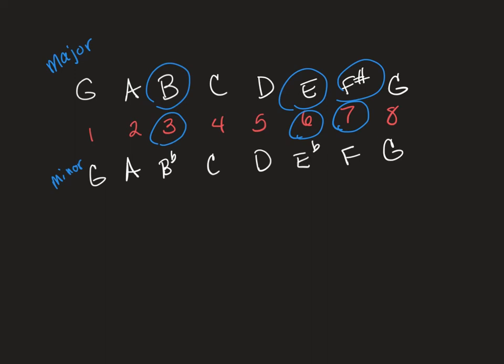So again, remember, major and minor have different sounds. We change 3 notes when we go from major to minor. We make those notes lower, and it's always the third, sixth, and seventh notes in the scale that we change. All right, that's all about the difference between major and minor scales.